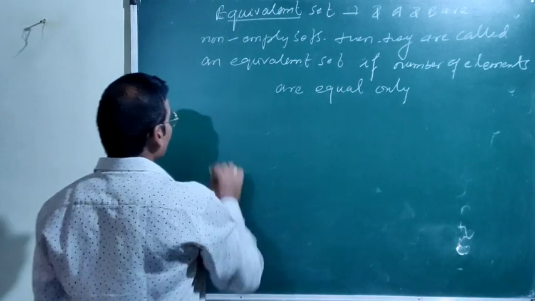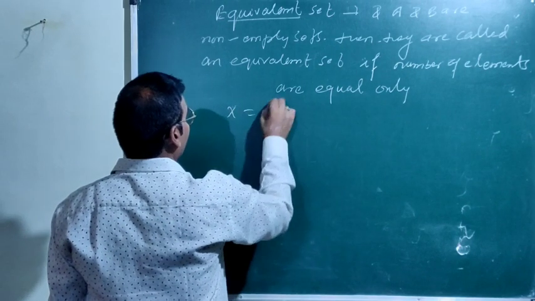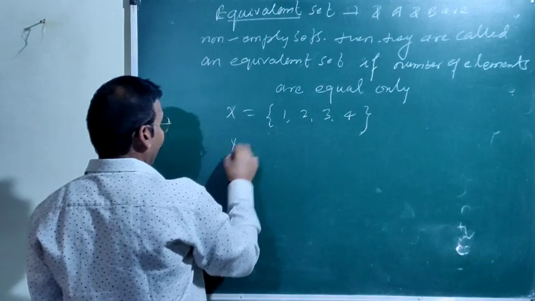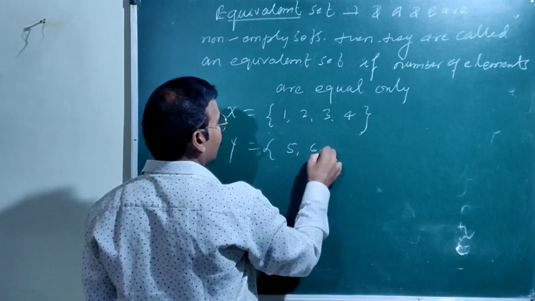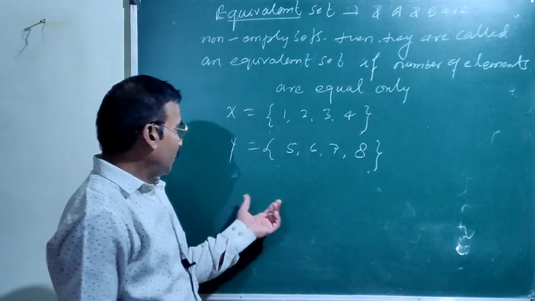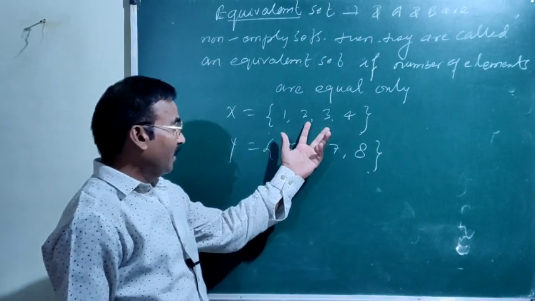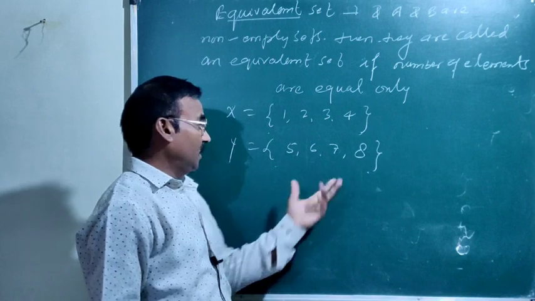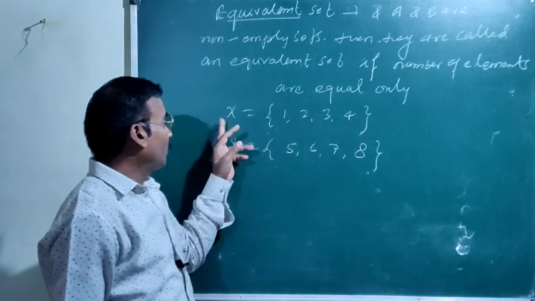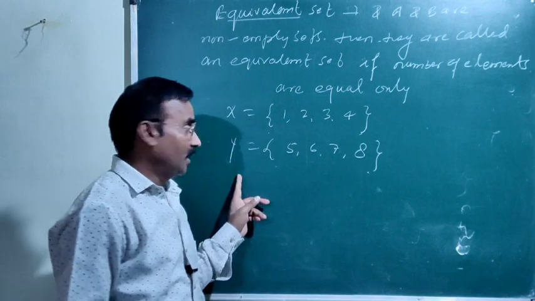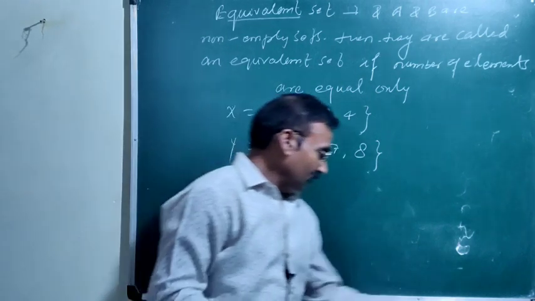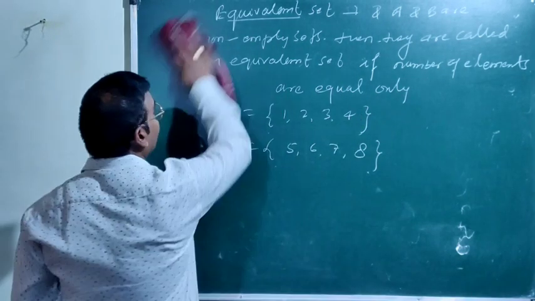For example, X equals 1, 2, 3, 4 and Y equals 5, 6, 7, 8. Now you know that there are 4 elements in the set X and 4 elements in the set Y, but 1 belongs to X but 1 does not belong to Y. 2 belongs to X but 2 does not belong to Y. So such a type of set is called an equivalent set.